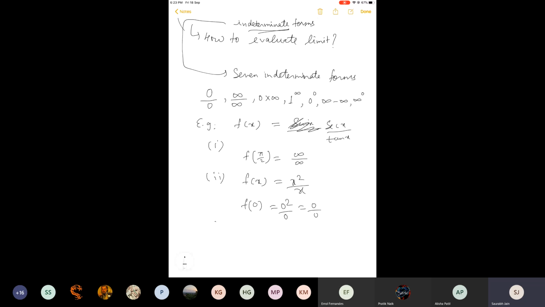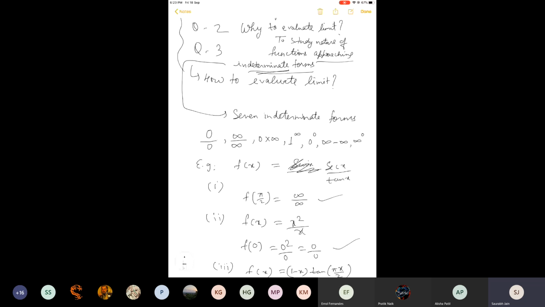There can be other examples also, like f of x equals 1 minus x into tan pi x by 2. Both of them are functions, algebraic and trigonometric. What if I want to find f of 1? f of 1 is 0 into tan pi by 2. What do you observe? You are getting an indeterminate form every time. Now do not try to evaluate it because no one has the answers to these questions. They are indeterminate forms. But we are not going to study them. We are going to study the nature of functions which will be approaching these. I think I've said this for the fourth or fifth time because this chapter is all about that.